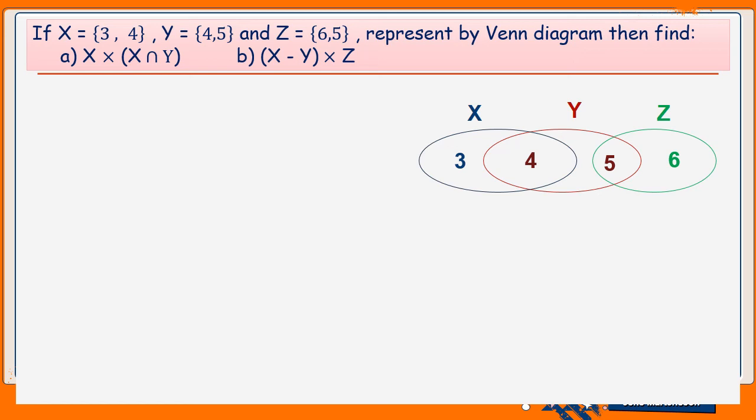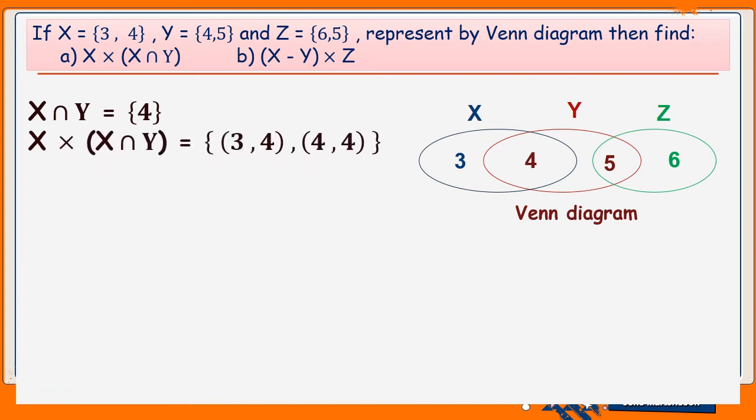So x intersect y is {4}, then the cross product of x with the set {4}. So the ordered pairs will be (3, 4) and (4, 4).